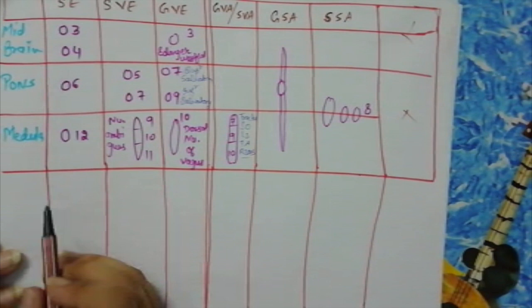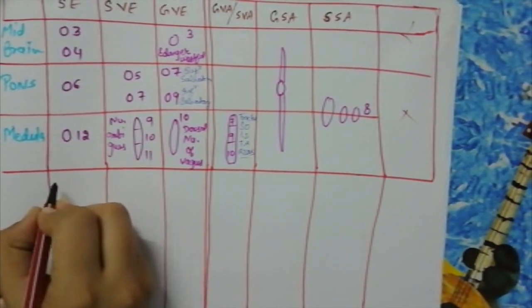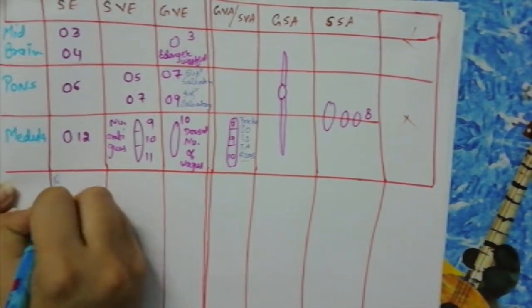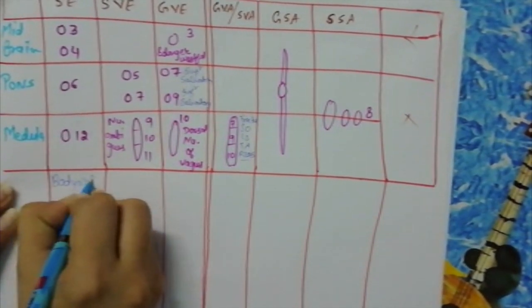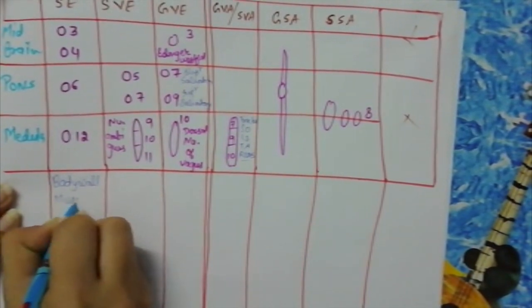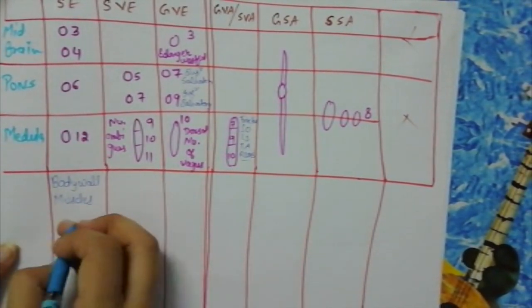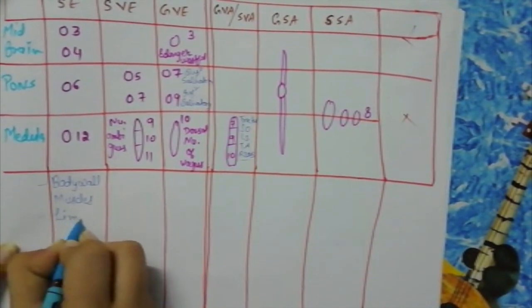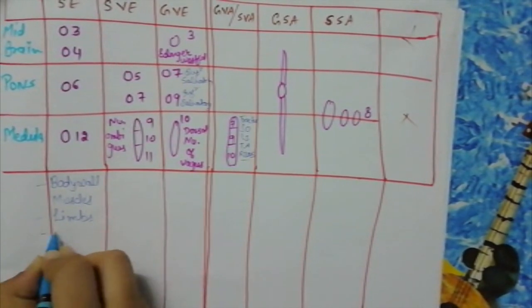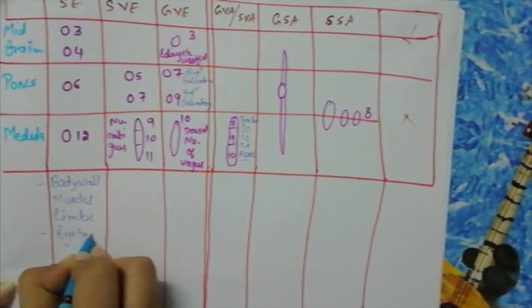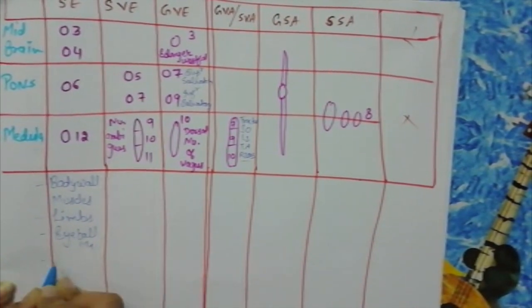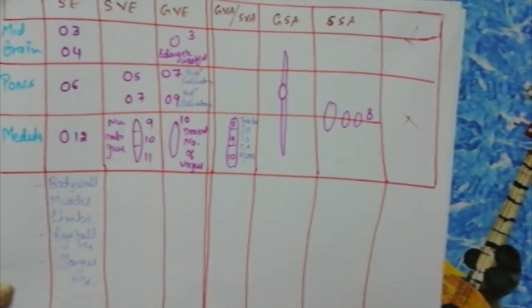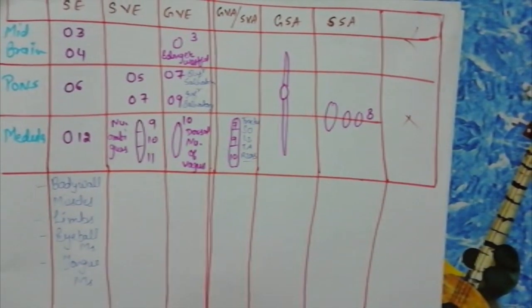So somatic efferent, it will supply the body wall muscles. I should write with the pen. Body wall muscles and limbs, eyeball muscles and tongue muscles. So this is somatic efferent.